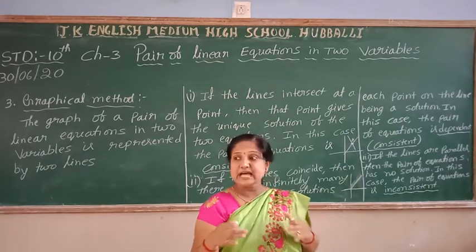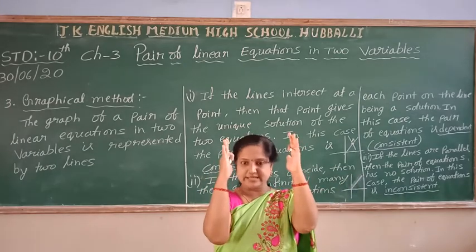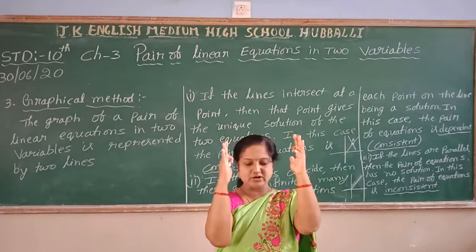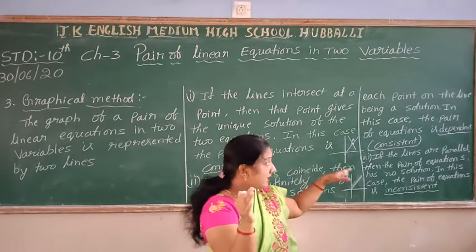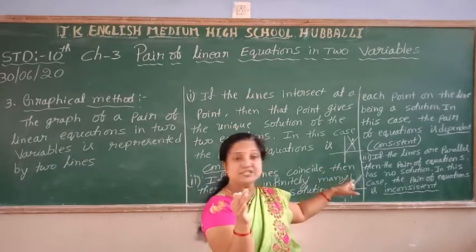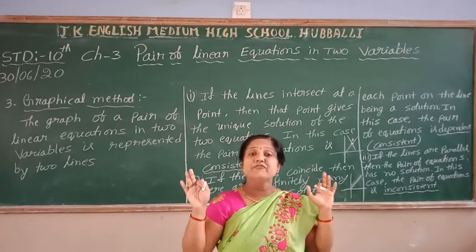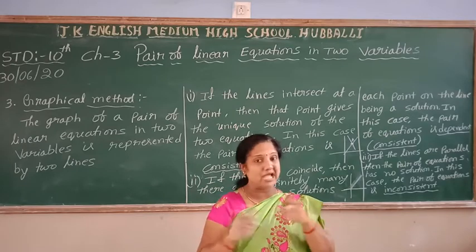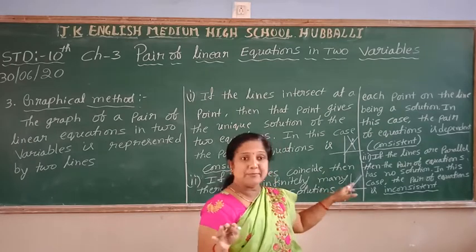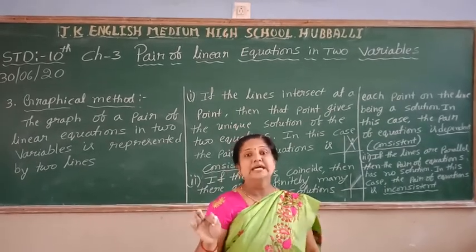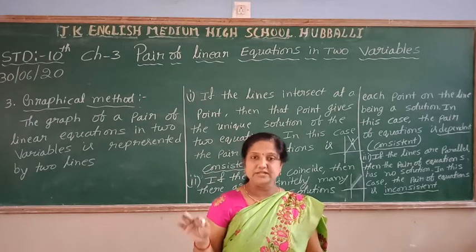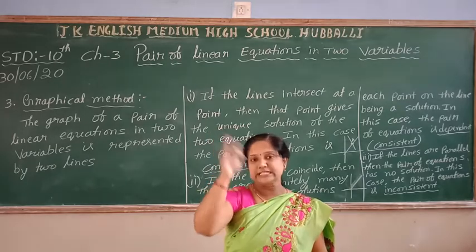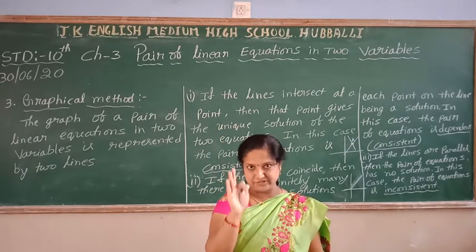If the lines are parallel, they are not intersecting, they are not touching, there is no intersecting point. So if the lines are parallel, then the pair of equations has no solution. That type of pair of linear equations will not have any solution. So this type of equations we are going to say is an inconsistent pair of linear equations of two variables. Please, children, you have to remember, when two straight lines intersect, it will have a unique solution.